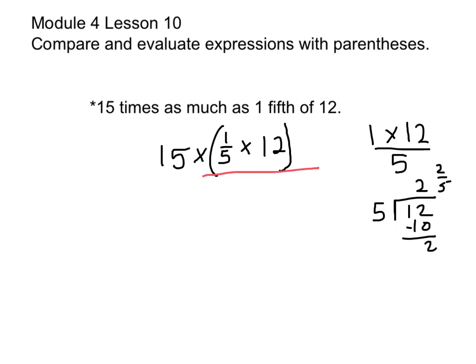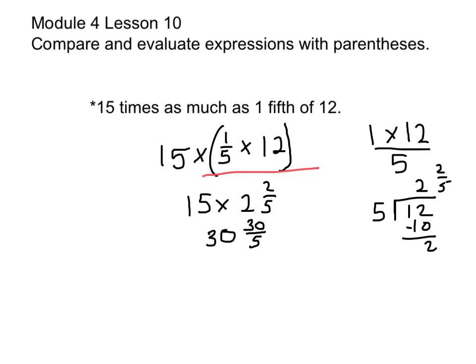1/5 of 12 is the same as 1 times 12 over 5, which is the same as 5 divided into 12, and that equals 2 2/5. Now I'm left with 15 times 2 2/5. I can either do that as repeated addition, adding 2 2/5 15 times, or I can multiply.